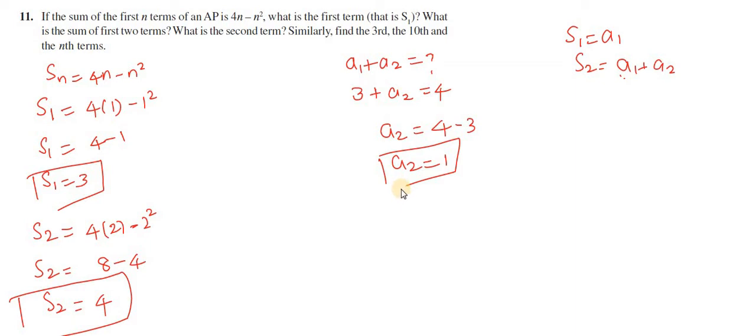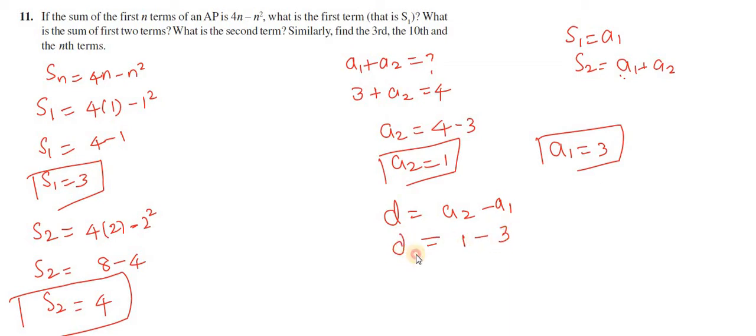So we got A2 is equal to 1. Hence the second term is 1. Then what is the common difference? We found A1 is equal to 3 and A2 is equal to 1. Common difference D is equal to A2 minus A1, which is 1 minus 3. Therefore the common difference D is equal to minus 2.